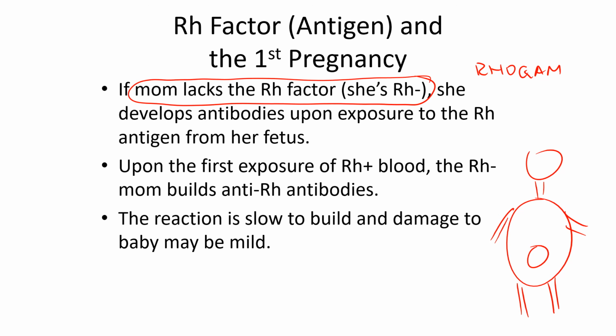This baby may be born with mild problems, not necessarily a stillborn birth or anything like that, but the body has been now primed with anti-Rh antibodies. So that's why it's very important for mom to receive this RhoGAM shot, because if she's pregnant again with a positive baby, she may be more quick and responsive to those Rh antigens.